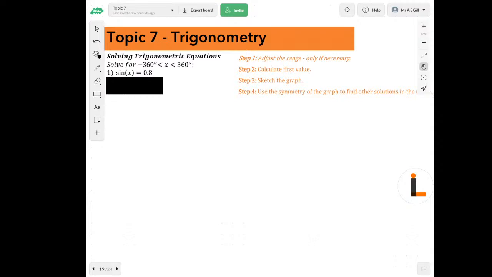Okay, so now we're going to look at solving trigonometric equations, and this is bringing together all the different bits that we've just looked at in terms of identities, in terms of using the graph, in terms of rearranging formulae, and putting them all into one bit. So we're just going to start off very straightforward.